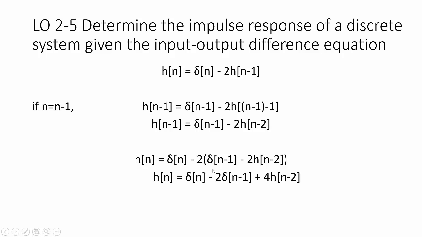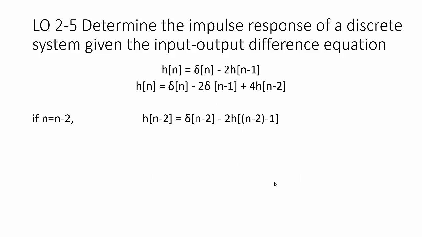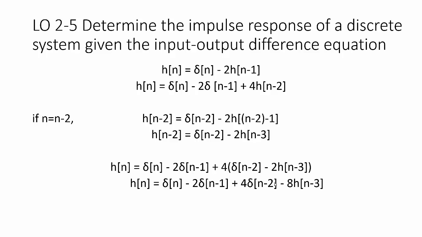Do some algebra. We get h, delta, delta. But now we need to know what h of n minus 2 is. We can again do a substitution. Substitute in, do some algebra. More algebra. h, delta, delta, delta. Now we need h of n minus 3. How long is this going to continue? Forever. That's right.